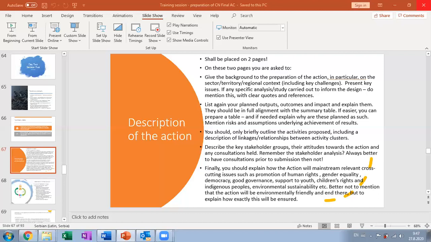In terms of presenting your intervention logic, if this is easier for you, you can list your outputs, outcomes, and impact in a table, and then perhaps use a column explaining, okay, this is my impact, my outcomes, my outputs, and in the following column explain what the linkage between them is and why you are proposing them, not just simply repeat the information from the summary table, which is already presented in the concept note.